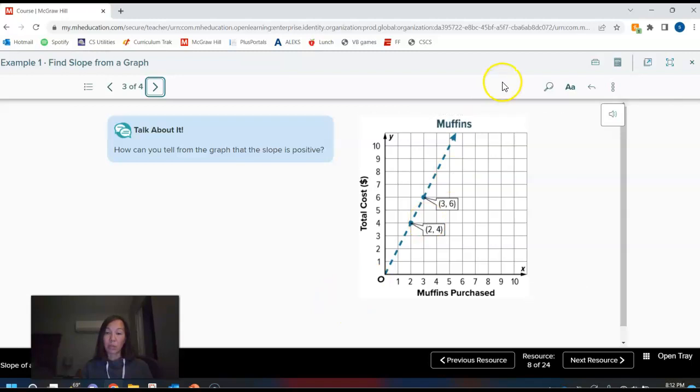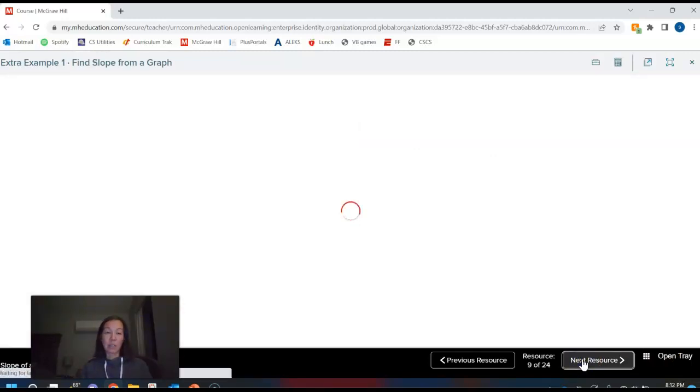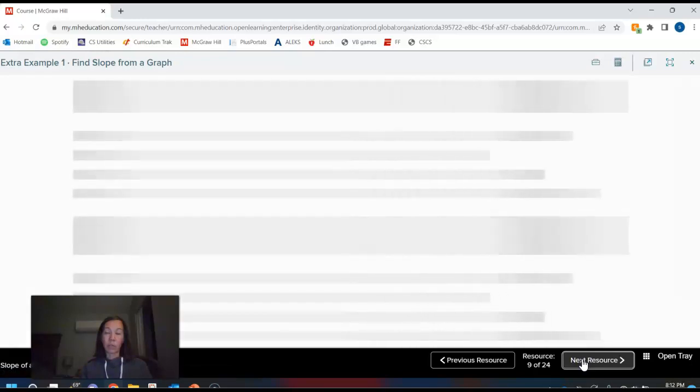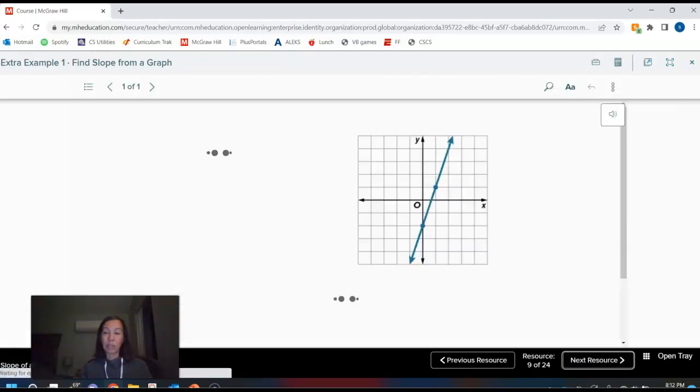Now without finding the slope, we can tell that this is going to be positive because it's going up and to the right. So now on the top of page 193, see if you can figure out the slope of that line at the top of page 193. Pause and find the slope for that one.